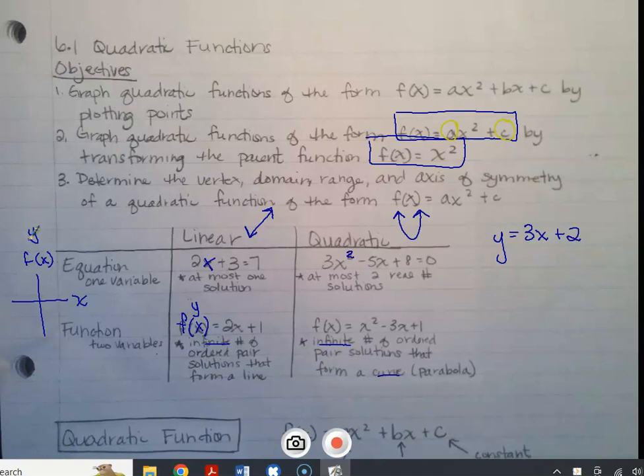Yeah, we're starting to actually call it by its real name now. We're starting to call it an equation or a function instead of an equation.